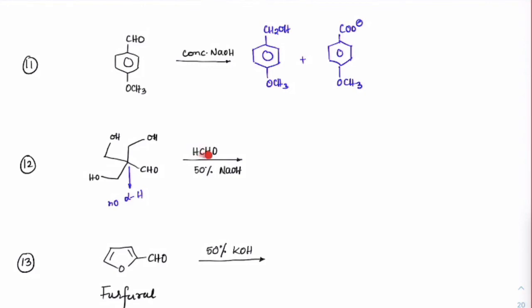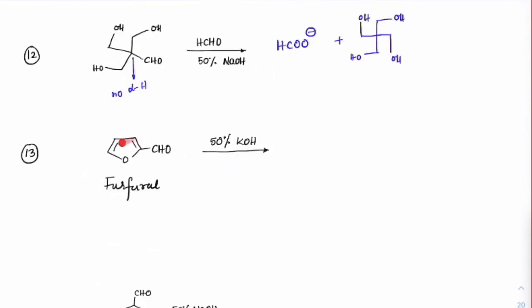Now when you are reacting that with HCHO, definitely this will become HCOO minus, and here this would become an alcohol. This is furfural. Furfural is like benzaldehyde only. There is no alpha hydrogen here. The reaction will take place in strong basic medium to form the Cannizzaro reaction.